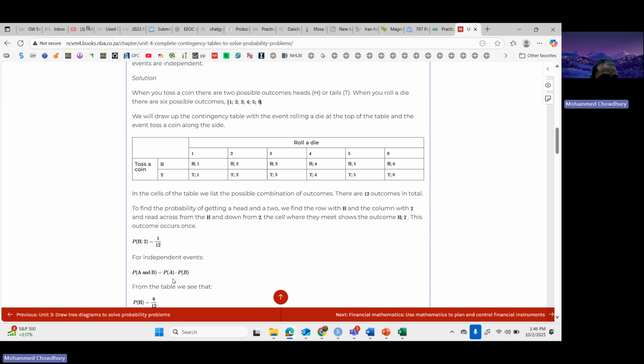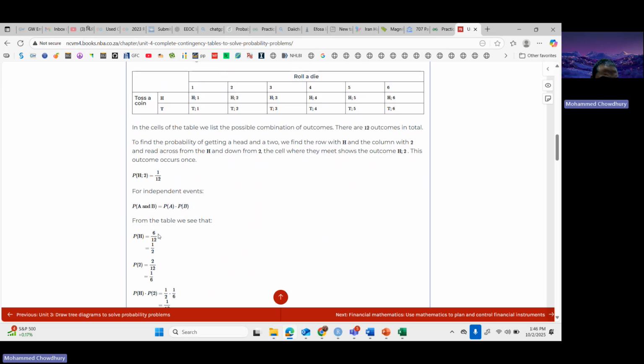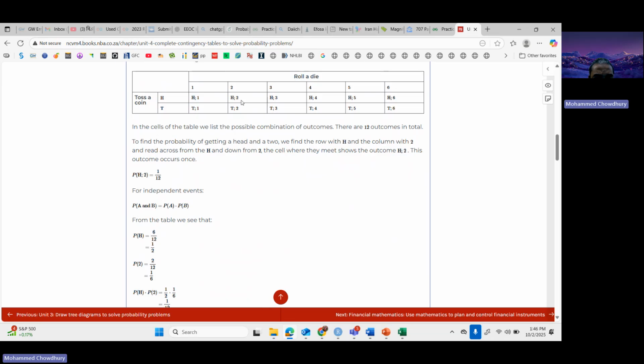Okay. Now the probability of head and the probability of 2. Probability of 2 equals 2 over 12. Why is the probability of 2 equal to 2 over 12? Because these are the only two cases where a two appears, right? So out of how many? Out of 12, 2. So that is why it is equal to 1 over 6. How many H appear? 6 H appear out of 12, so the probability of head is 1 over 2.